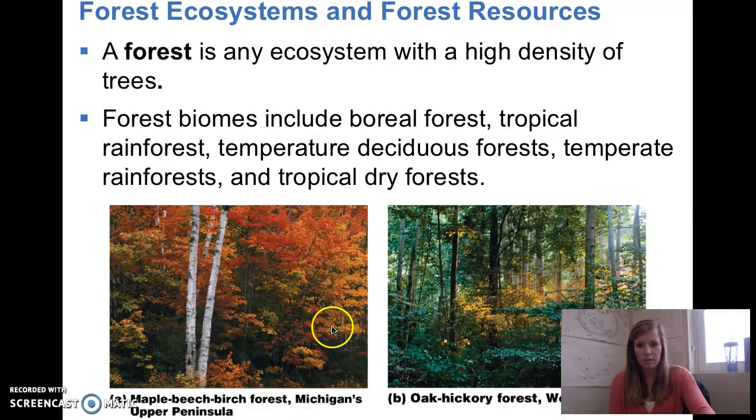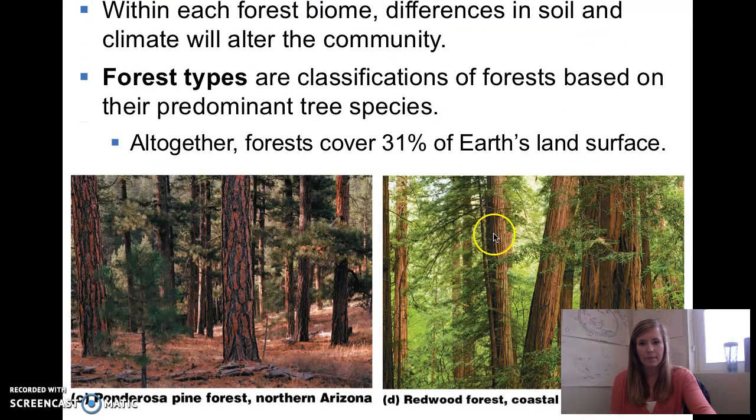There's a bunch of different pictures here. This is a Maple Beech birch forest in Michigan's Upper Peninsula, so found in Michigan. An oak hickory forest in West Virginia. And then we have a ponderosa pine forest in northern Arizona, and right here is a redwood forest, which is found in coastal northern California. So they group them by tree types.